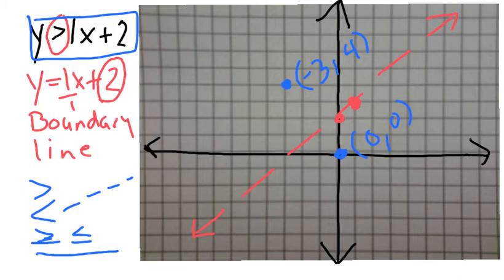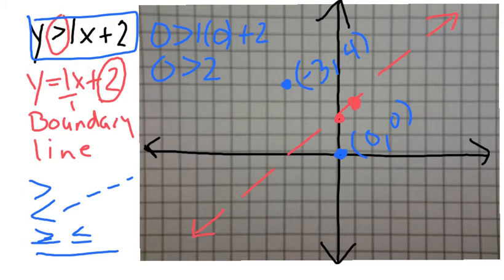So, you know me, I'm going to start with the easy one. That's the 0, 0. If I put 0 in there, I'm going to get what? 0 is greater than 1 times 0 plus 2. Well, 0 plus 2 is 2, so I come out with 0 is greater than 2. Is that true? No, that's not true. So this point is the one that's not part of our graph.